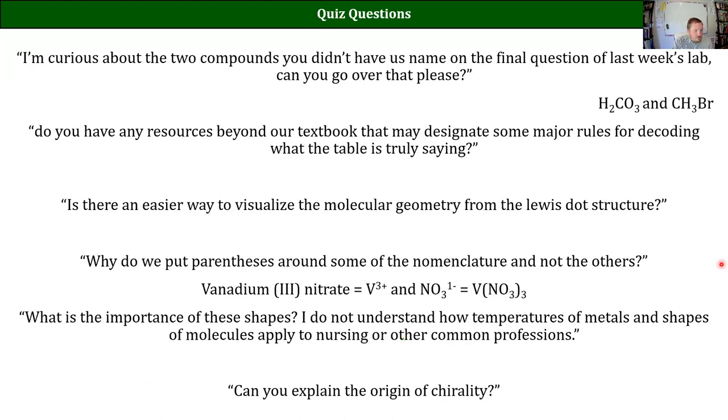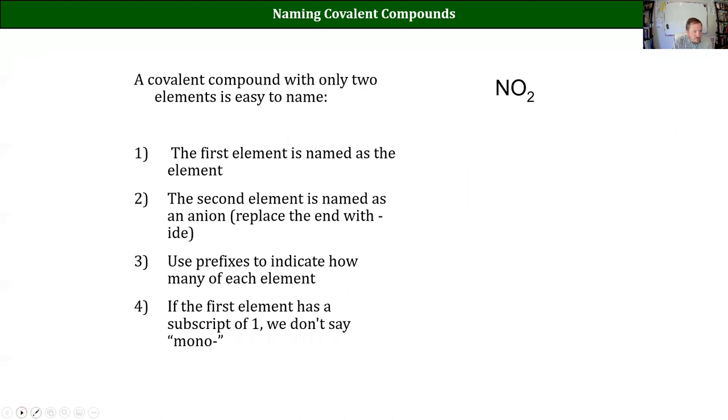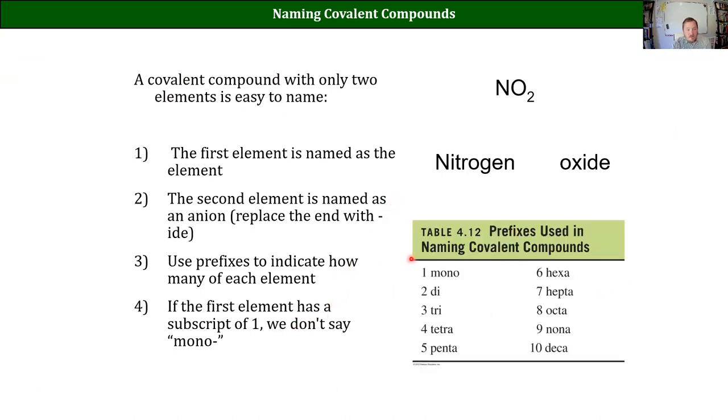All right. The next few slides are basically going through the process of naming covalent compounds, which I think you guys got a fair bit of practice with, just using these prefixes. And again, if it's a covalent compound, that means that it doesn't have a charge and it's all nonmetals. And you're just going to name it using these prefixes.